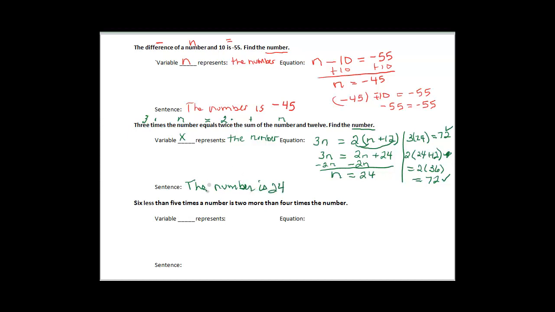One last one. 6 less than 5 times a number is more than 4 times the number. So here we are again. We need to choose a variable. And let's just go back to n for number. And it is the number.